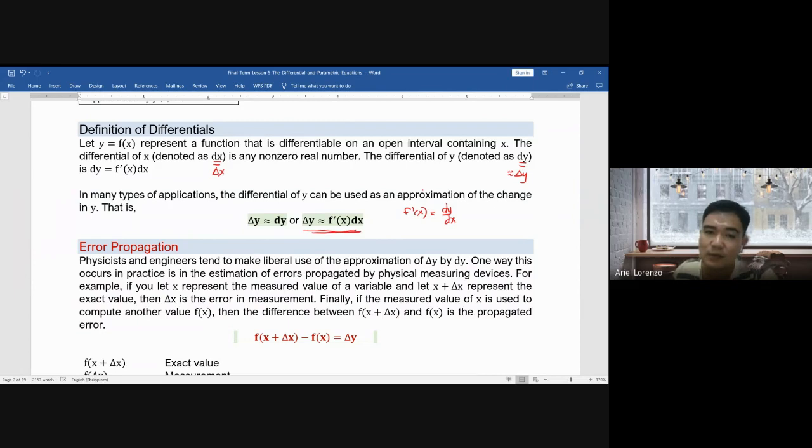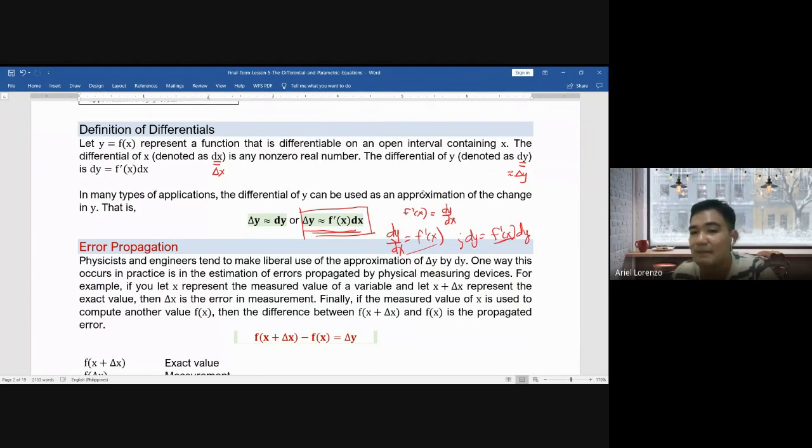So this is the general equation, class, of your differential of y. dy over dx is equal to f prime of x. And then dy is written this way, class: dy is equal to f prime of x, then cross multiply dx. That means the first derivative is called dy over dx, or the derivative of a function. The differential of y is equal to, cross multiplying, f prime of x dx.